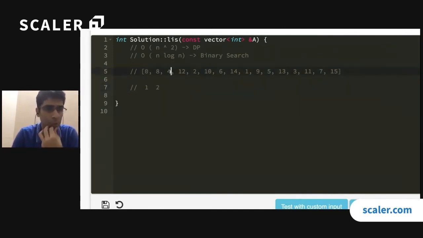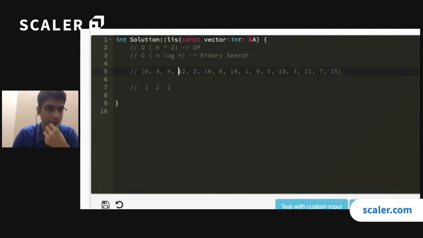Great. Now I go to 4. Now I will try to include it. I can include it only if there was a subsequence before it that had a number less than 4 as the last number. There is only one subsequence, the one ending with 0. So the answer will be 1 plus 1, which is 2.